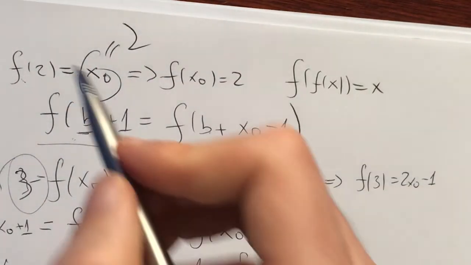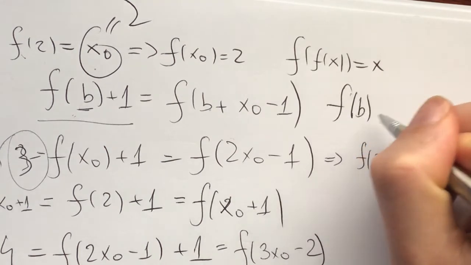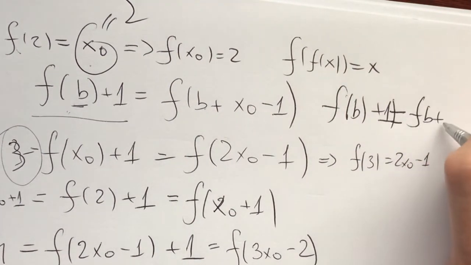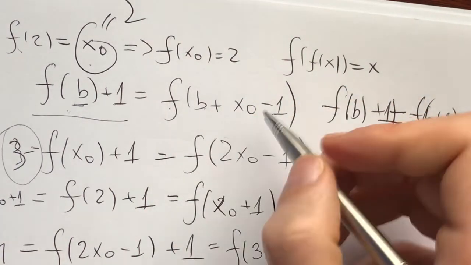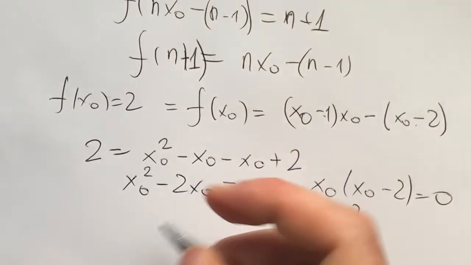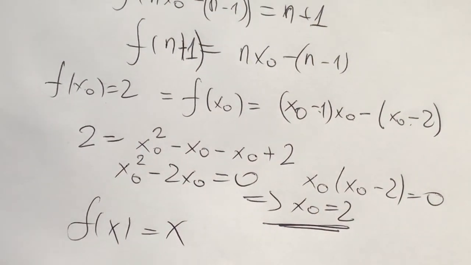And now from here, we get that f of b plus 1 is equal to f of b plus 2 minus 1. And now from here, we can infer via induction that f of x is equal to x for all positive integers x. Now let's bring this all together and write up a solution.